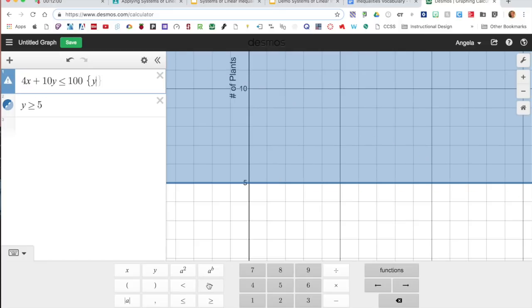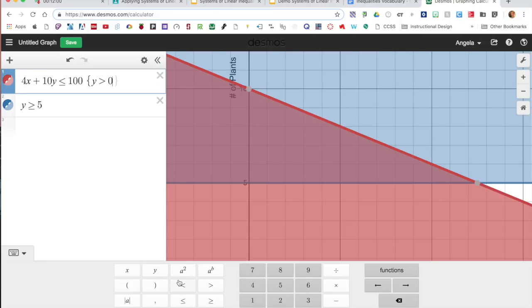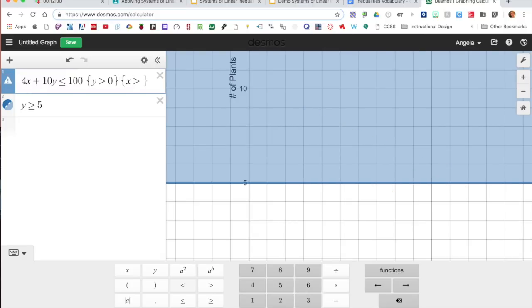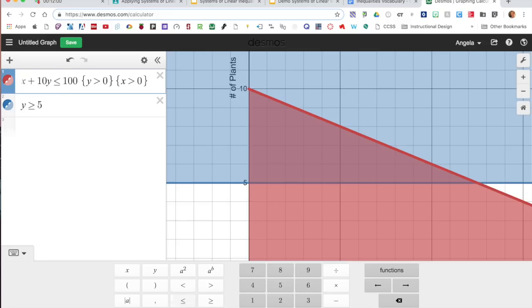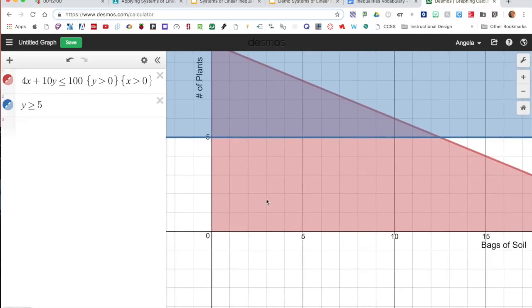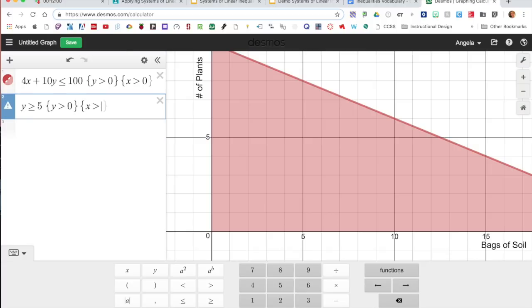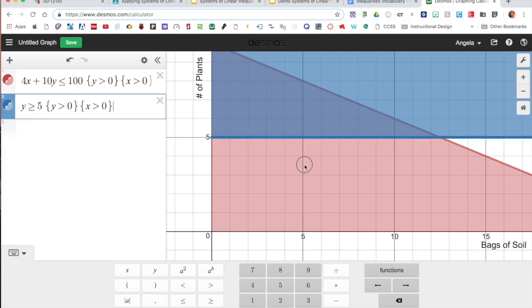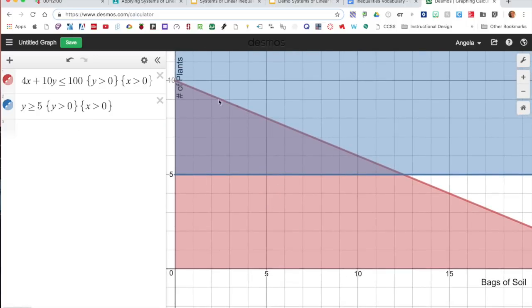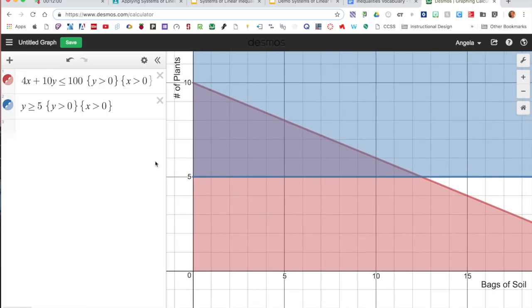Y is greater than 0. Close those curly brackets. And then I'm going to do curly brackets. X is greater than 0 also. That made my graph end up being sort of a triangle and it didn't go beyond the x and y axes. So I'm going to do the same thing on the other inequality. So y is greater than 0, and x is greater than 0 also. So now my graph looks something like this. It doesn't go beyond the x and the y axes.